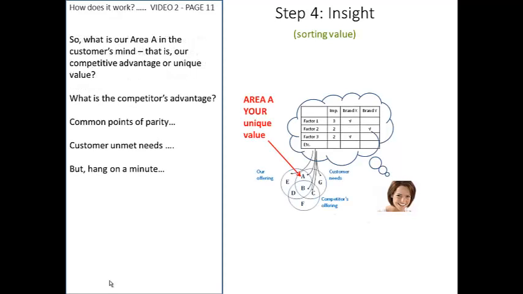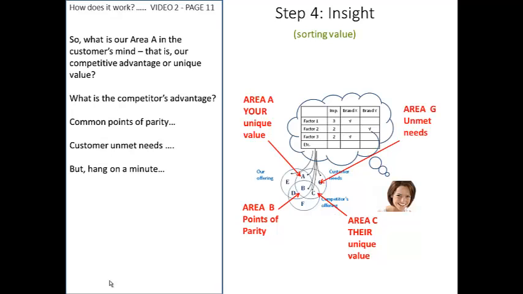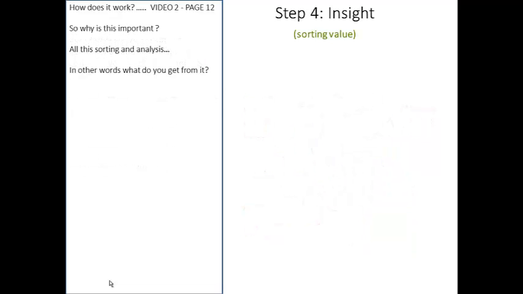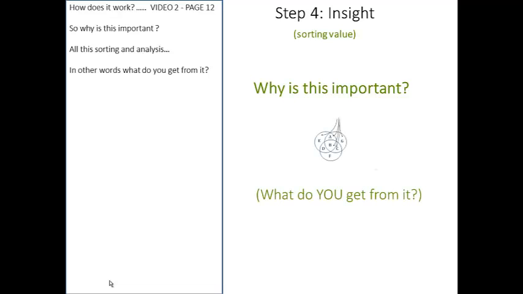Things like, what's our unique value? What is the competitor's unique advantage? What are common points of parity? What are customers' unmet needs? Lots of insight about all 7 areas, but just hang on one second. It's important to stop and say, well, why is this important? In other words, what do we get from this sort of analysis? That comes in step 5.